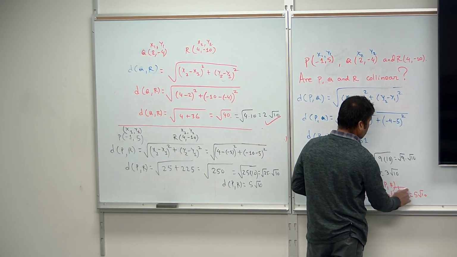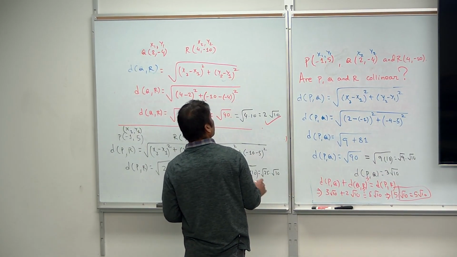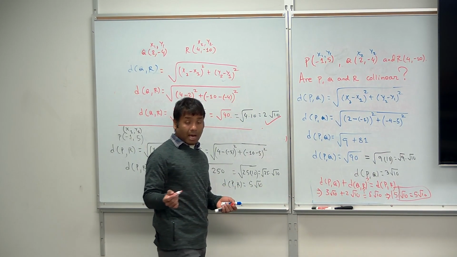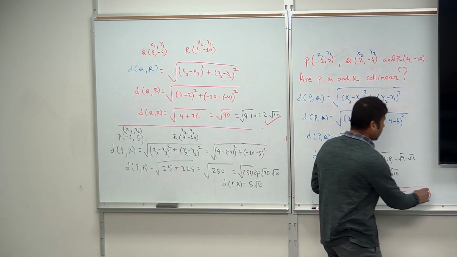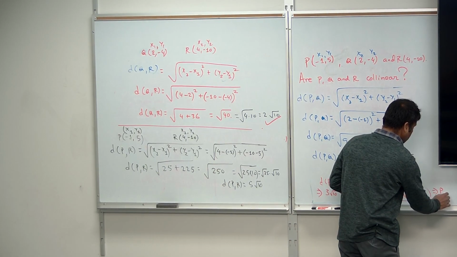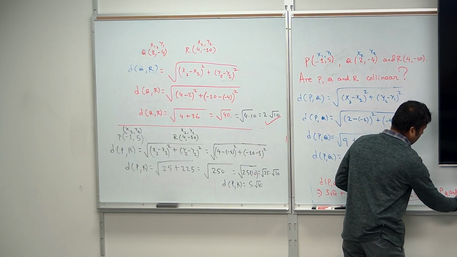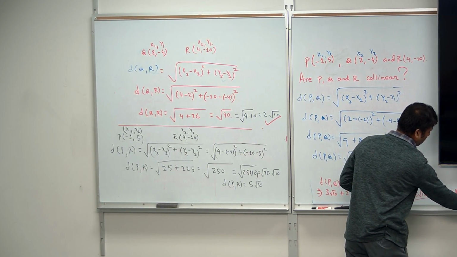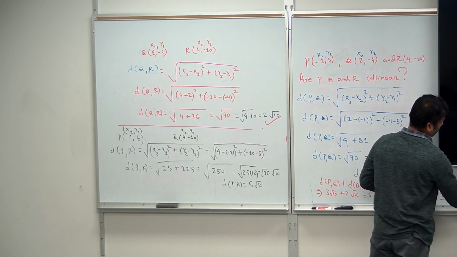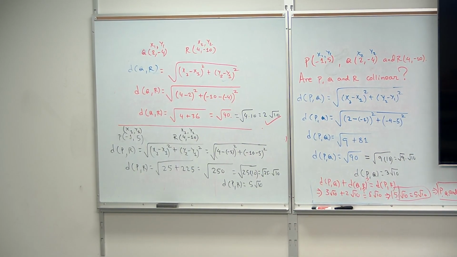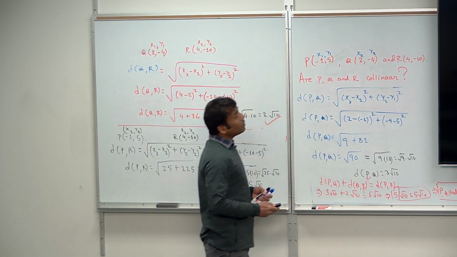This is true. So that means these points are collinear. So you can write P, Q, and R are collinear points. So this implies, I can write here, P, Q, and R are collinear. So this is our conclusion. You got it? Okay, so now I'll take you to the midpoint formula, okay?